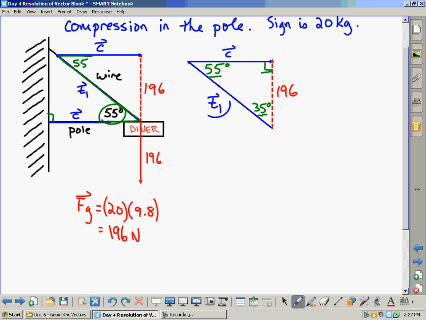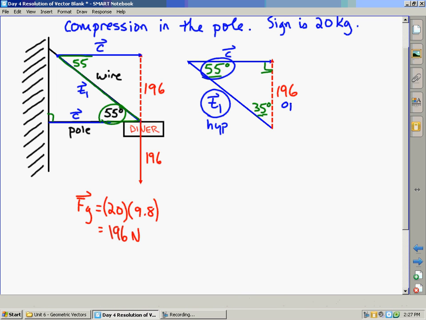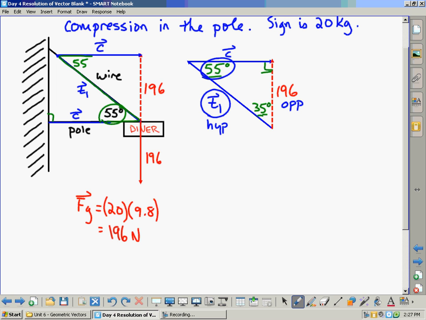Our first unknown is T1. So that's one of the information we need. I'm going to use the 55-degree angle. So T1 is the hypotenuse. The known side over here is opposite. So that's going to be sine 55 is equal to opposite, which is 196, over hypotenuse, which is T1.